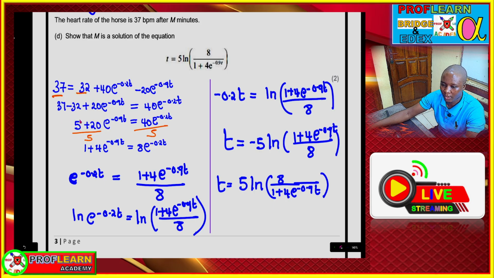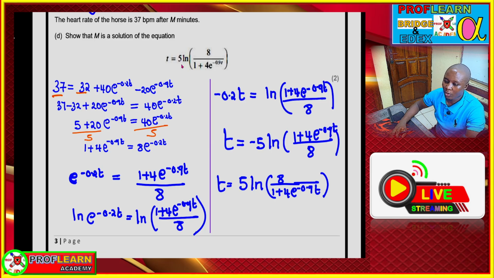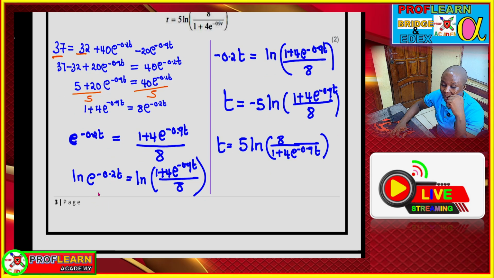So if you subtract, you're going to get basically 5. And then we bring the negative 20 to this other side, we end up having 5 plus 20 e is to negative 0.9t. Then if we divide by 5 both sides, we are going to have 1 plus 4, because 20 divided by 5 you get 4, and then we have this one. Now, because we are targeting this, ideally what we're going to do here is to introduce natural logs so that we can solve for t.